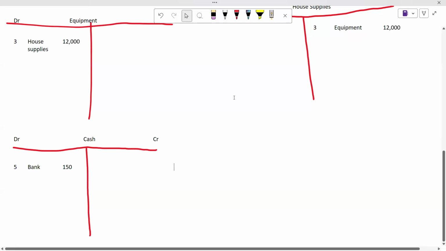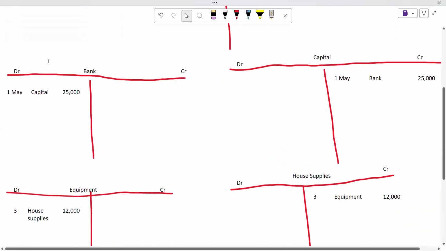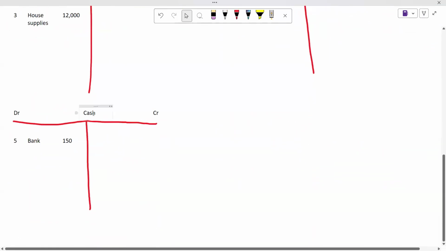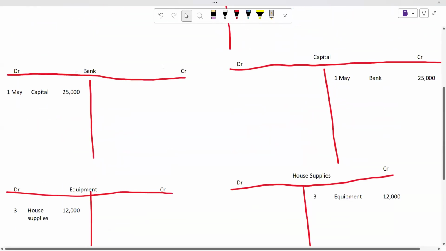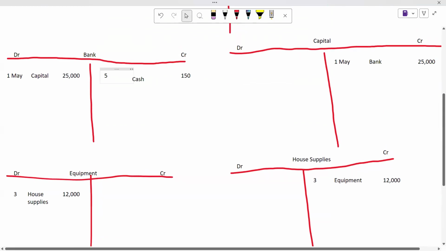All right. So this time I won't create a new account for the bank because I already have one account for the bank. So I'm just simply going to use it. So in this journal entry, the cash was debited for 150 and the bank was credited for 150. The reason was cash, and it happened, for instance, on 5th May.